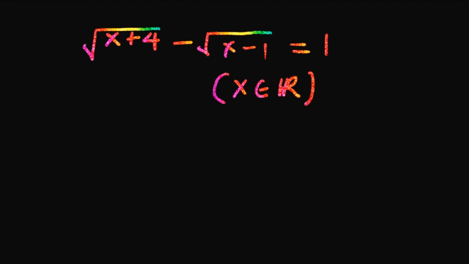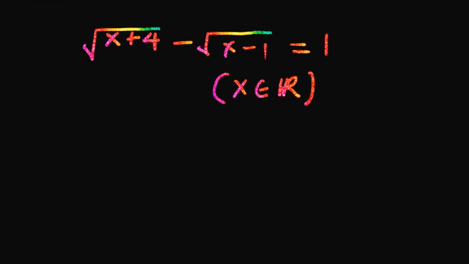We have the square root of x plus 4 minus the square root of x minus 1 is equal to 1. And the solution of x must be a real number. So let us first of all see the range within which we must find x.